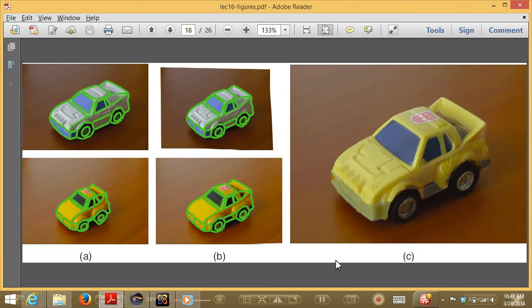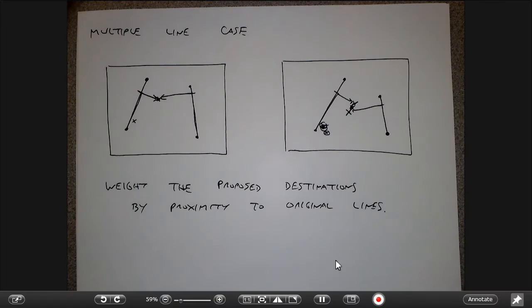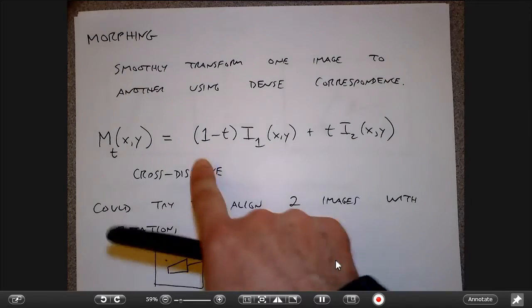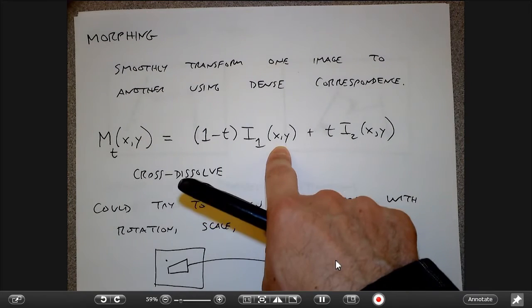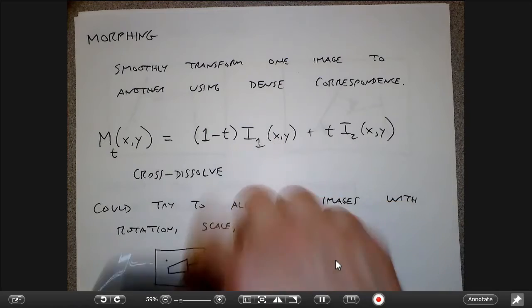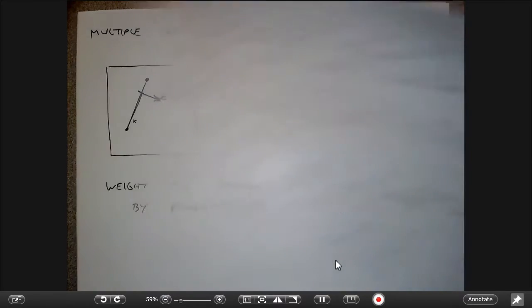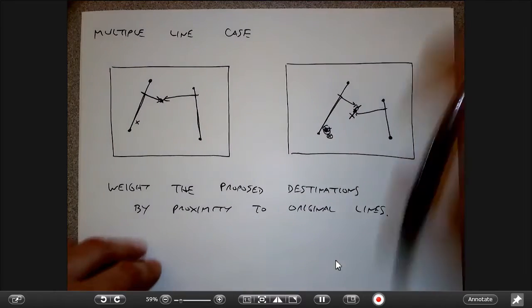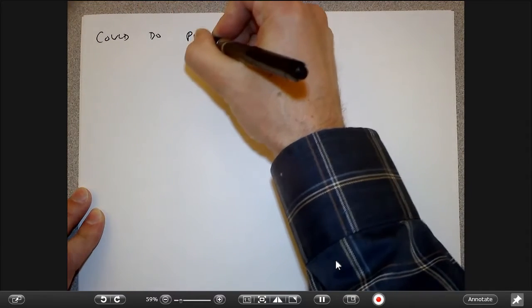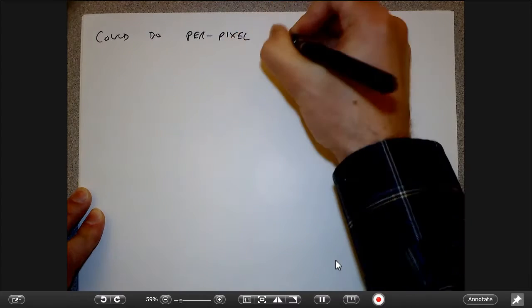Okay, one other comment about this: if I go back to my cross dissolve here, this is basically saying that every pixel xy moves from image 1 to image 2 at the same rate, right? That's not necessarily required. What I could do is per pixel temporal effects.